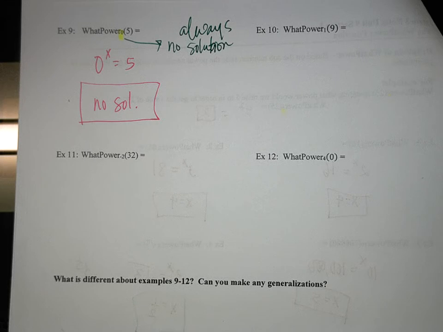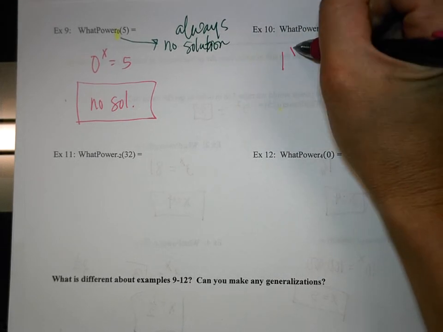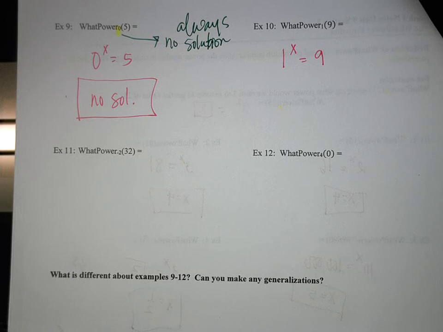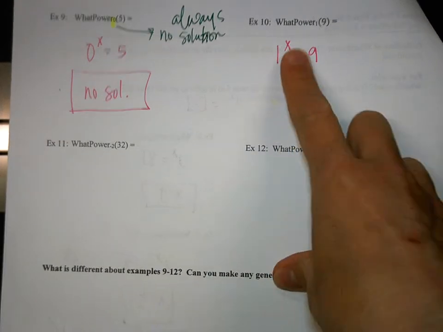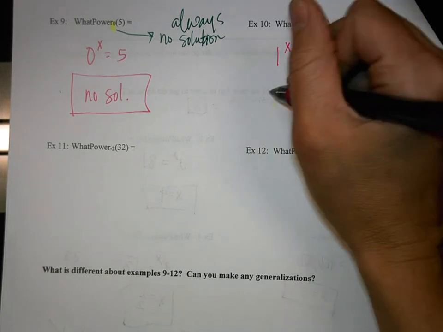Okay, example 10. How will I write that one? 1 to what power equals 9? So 1 to the 9th power means 1 times 1 times 1 times 1 times 1, 9 times, which will actually equal what? 1. So is there anything that I can put in that exponent that could ever give me a 9? No. So this one's also no solution.